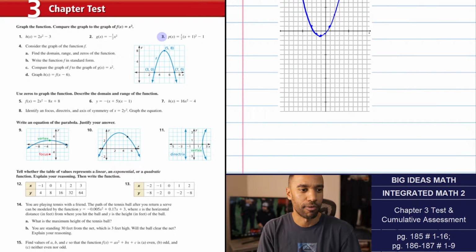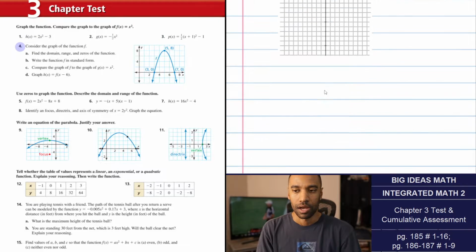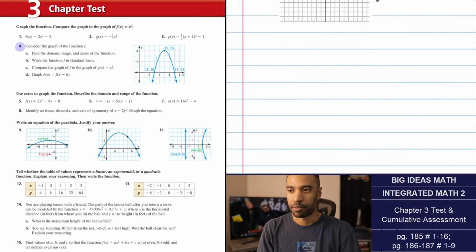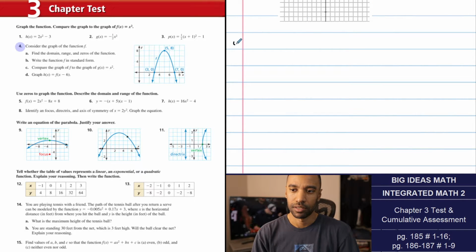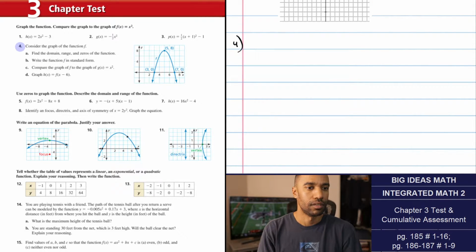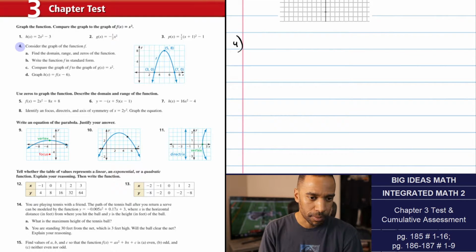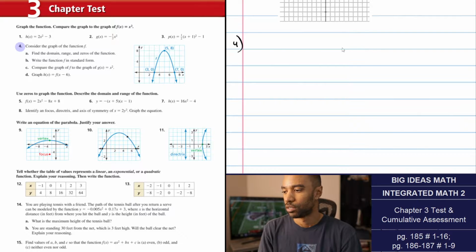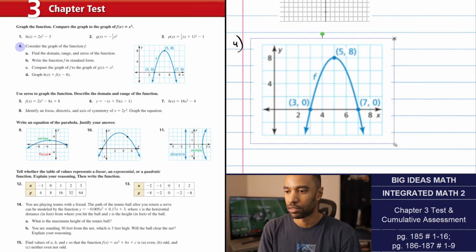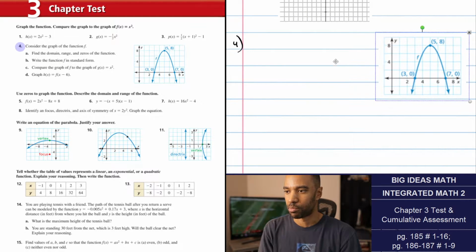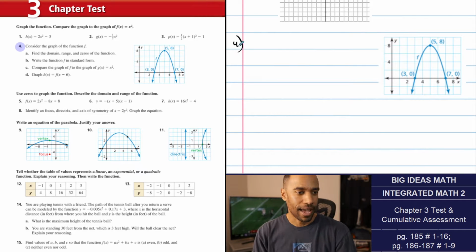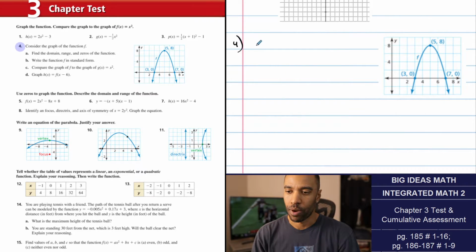Let's move forward. Number 4, consider the graph of the function f. I might copy and paste this one over. Give me a second. By saying I might, meaning that's what I'm going to do. Okay. Let's do some things with that. Part A. Find the domain, range, and zeros of the function.